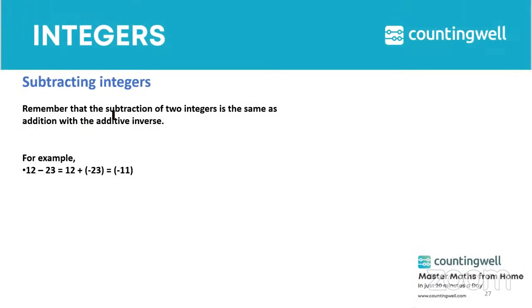Remember that subtraction of two integers is the same as addition with the additive inverse. So if there is a chance of you getting confused while you're subtracting two integers, you can simply follow this step. So 12 minus 23 is the same as 12 plus minus 23. Note that minus 23 is the additive inverse of 23. So we are adding the additive inverse to the integer. So we get here minus 11.